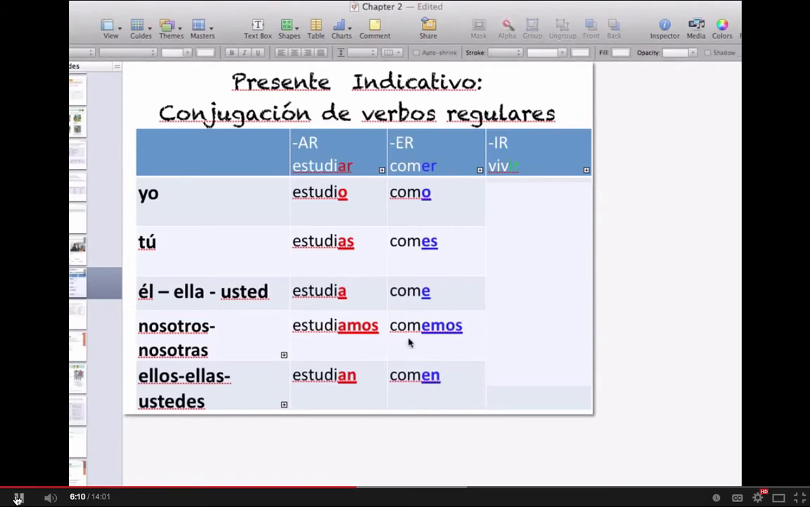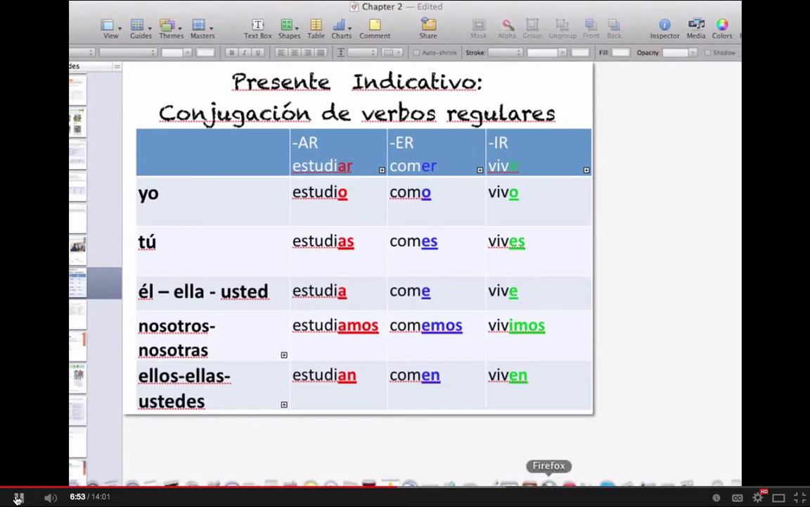Okay, all verbs that are regular and end in -er conjugate like this. And for -ir, yo vivo, drop the ending and replace it with the other endings. Yo vivo, tú vives, él, ella, usted vive, nosotros, nosotras vivimos, ellos, ellas, ustedes viven. Okay, so you have to learn the endings for the regular verbs because there are a lot of -ar verbs, not as many -er verbs, and just a few -ir verbs, but you need to know them, okay? You need to know the endings of these verbs because we use verbs all the time.